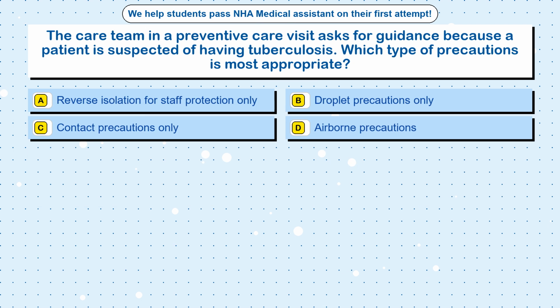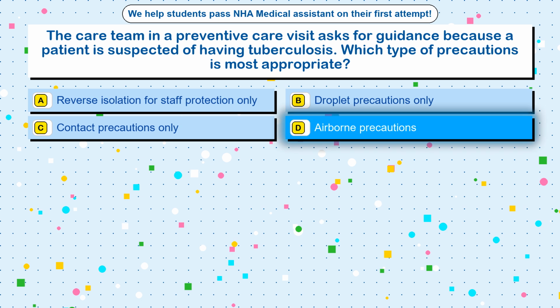Question 15. The care team in a preventive care visit asks for guidance because a patient is suspected of having tuberculosis. Which type of precautions is most appropriate? Option A. Reverse isolation for staph protection only. Option B. Droplet precautions only. Option C. Contact precautions only. Option D. Airborne precautions. The correct answer is option D.